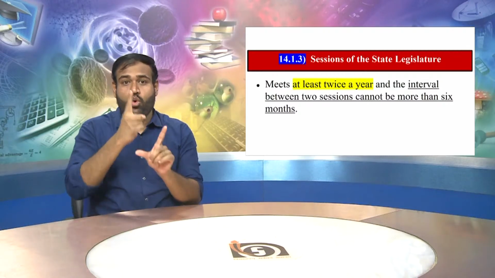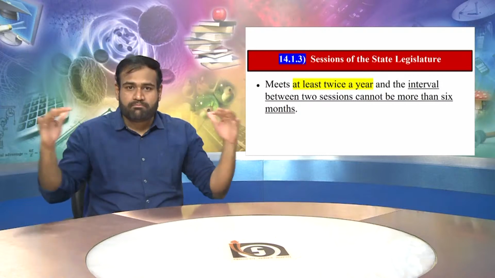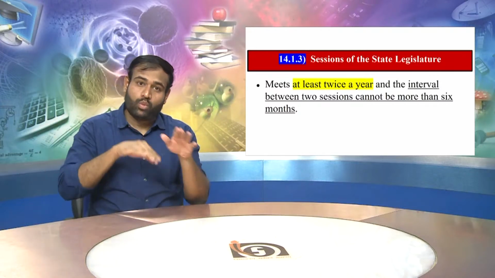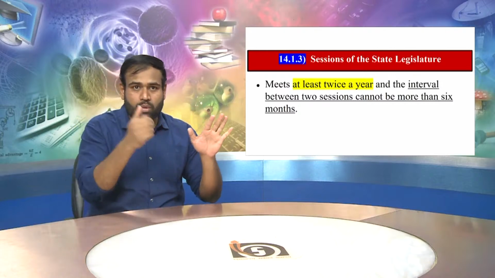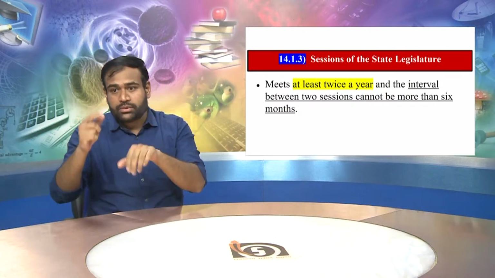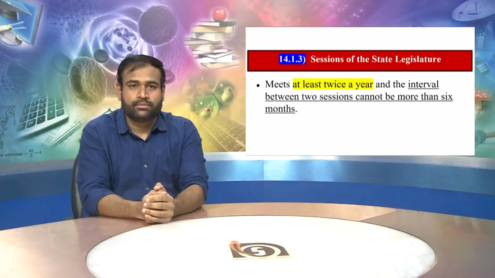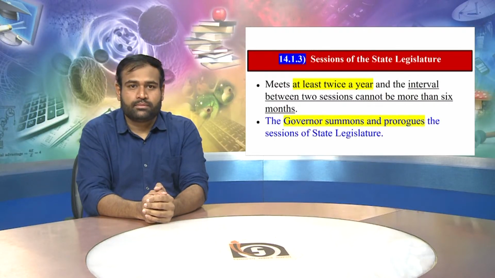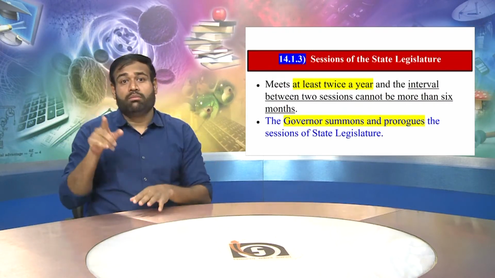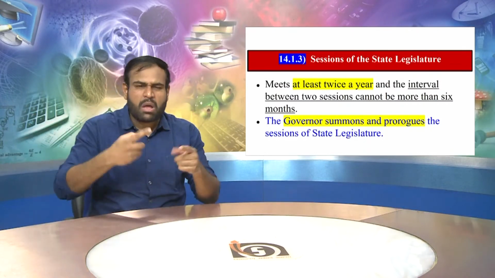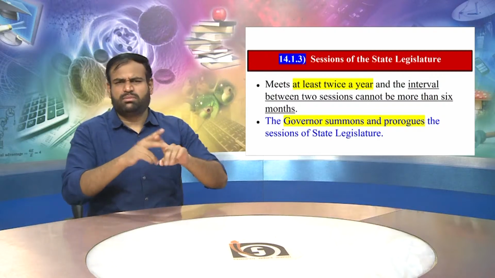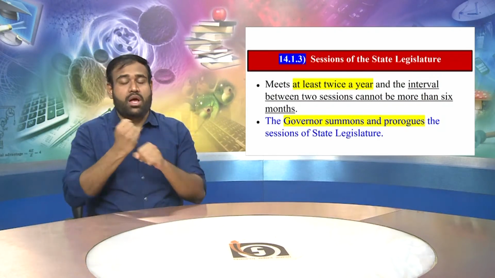Next is 14.1.3, Session of the State Legislature. It meets at least twice a year, and the interval between two sessions cannot be more than 6 months. The governor summons and prorogues the sessions of the state legislature.